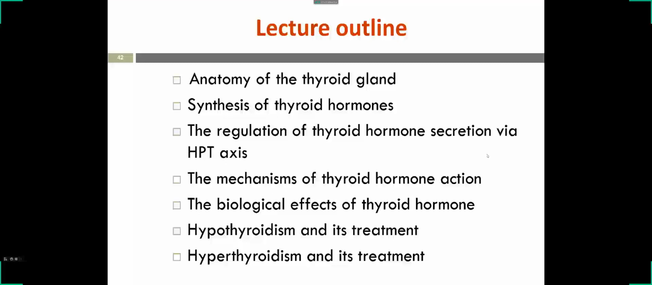So we've talked about the anatomy of the thyroid, synthesis of the thyroid hormones. We've talked about regulation via the hypothalamus and pituitary. And we've talked about generally the mechanisms of thyroid hormone and the biological effects in terms of homeostasis. And now we'll talk a bit about hypothyroidism and its treatment.